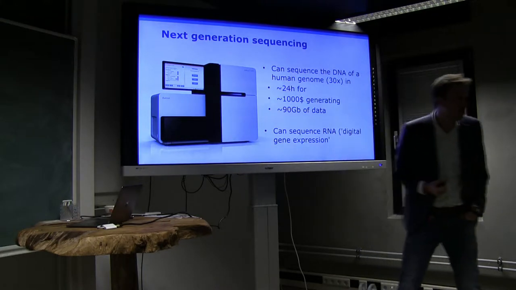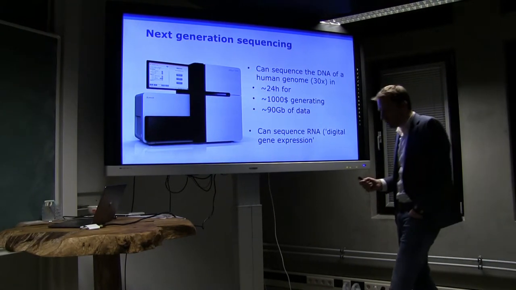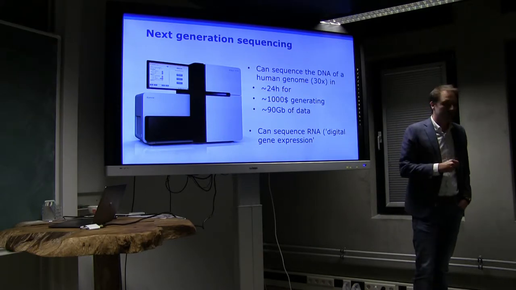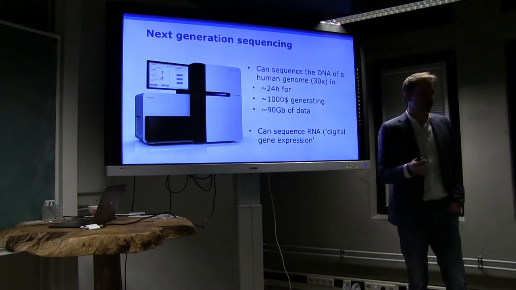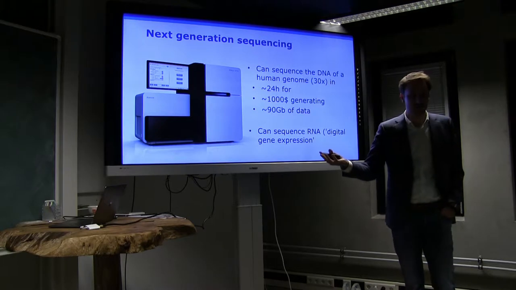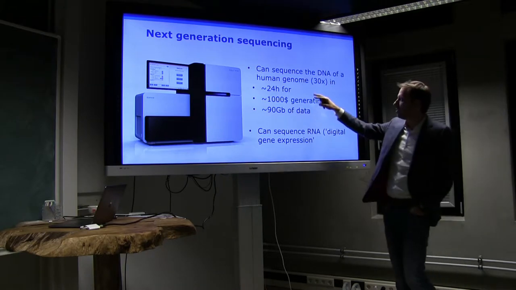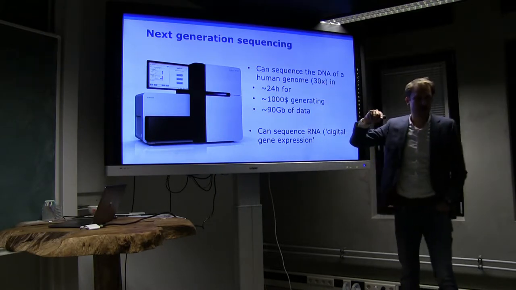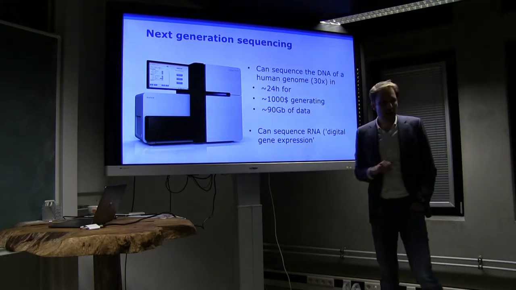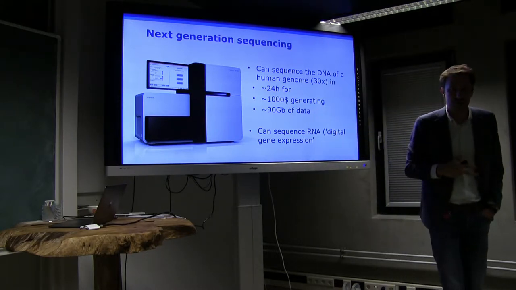It's really the workhorse of molecular biology. It's called the next generation sequencing machine. And you have to imagine that the first time a human genome was sequenced, a couple decades ago, it cost about $2 billion. It was an effort that was shared between many labs across the world, and it took, I think, more than a decade to complete. Nowadays, with this machine, we can get a 30x coverage, meaning that every single part of the genome is covered at least 30 times, in about 24 hours for less than $1,000, and it produces about 90 gigs of data. So this is quite a feat.